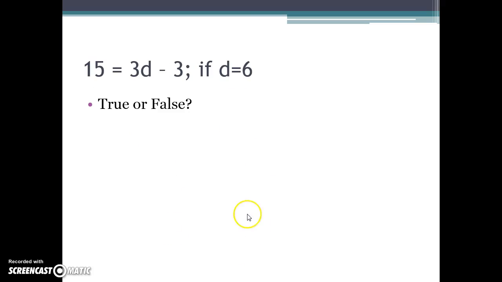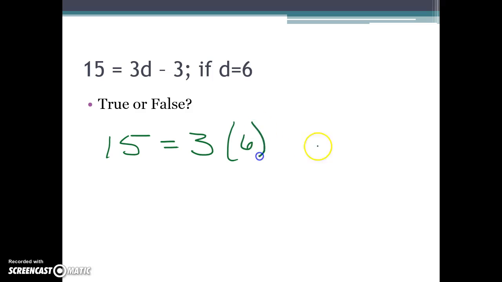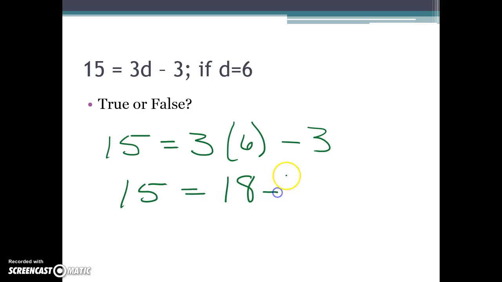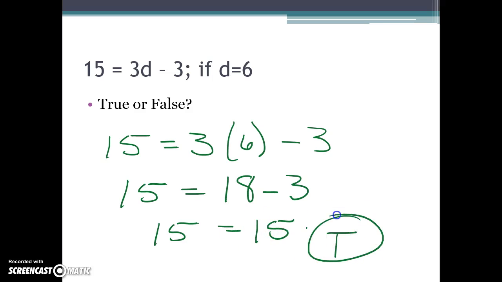Let's try one more. True or false? 15 is equal to 3, and instead of D, I'm going to insert 6. 15 is equal to 3 times 6 is 18. Does 15 equal 15? Yes, it does. This is a true statement.